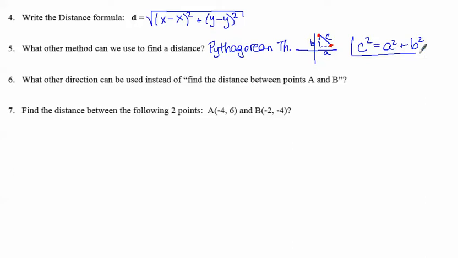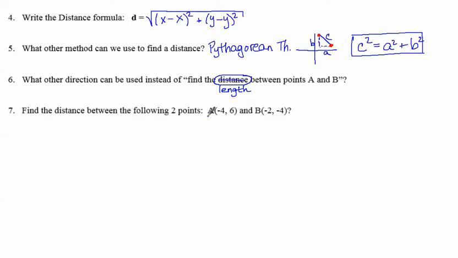So we can always use Pythagorean theorem. In fact, many people find the Pythagorean theorem easier to use than the distance formula. What other direction can be used instead of find the distance between points A and B? Many times we see the word distance replaced by the word length. We must know that it's exactly the same thing that they're asking us.